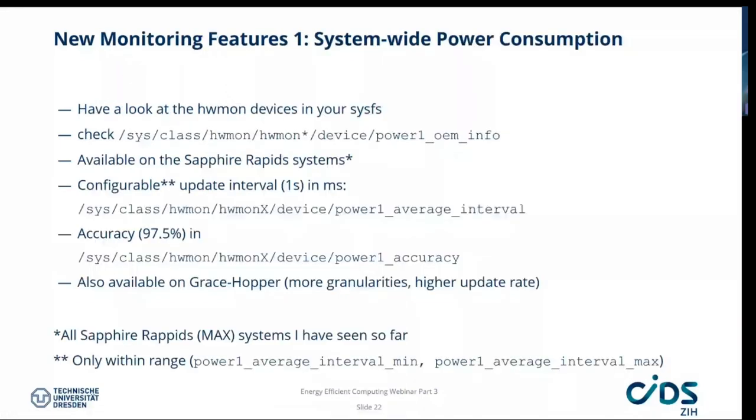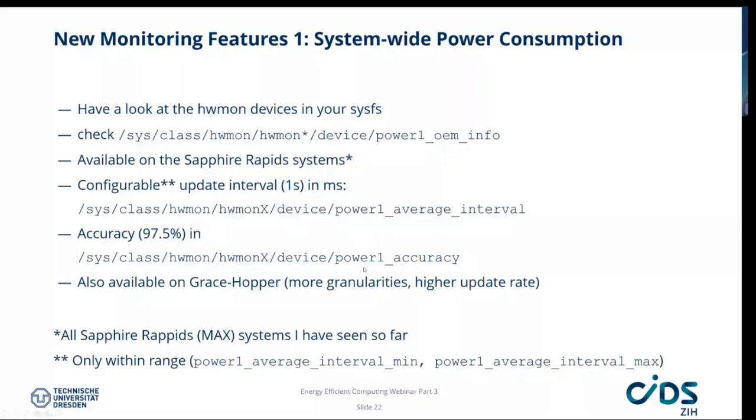But fear not, we have new monitoring features on Sapphire Rapids systems and also on other systems. This is also available in band. It's probably mostly designed for out-of-band measurement. Look at your HWMON class in the sysfs, and you will see that you have some node power consumption where you can get the power average for each second, and that includes the whole system according to the systems I had access to. These were 3 different kinds of systems. We've seen that the accuracy is reported to be 97.5%, which is, I'd say, good enough.